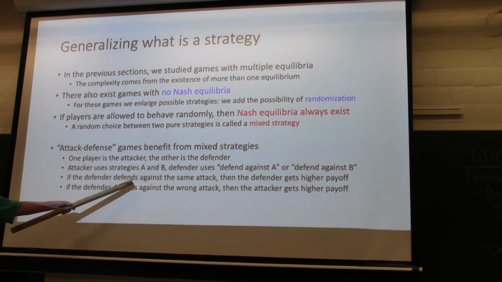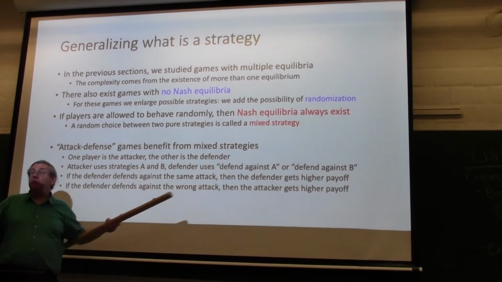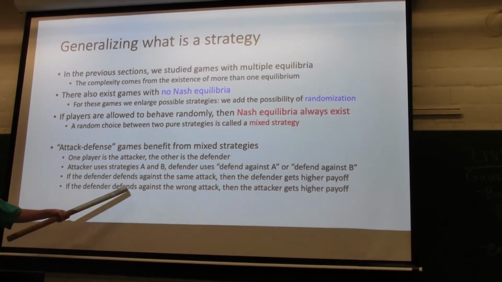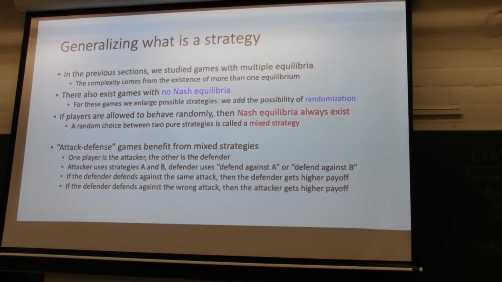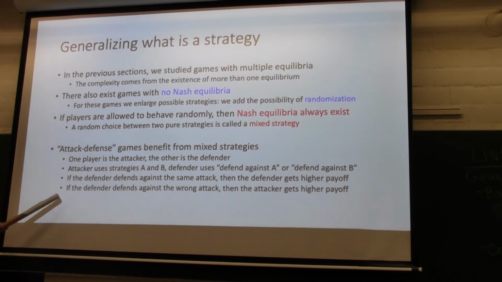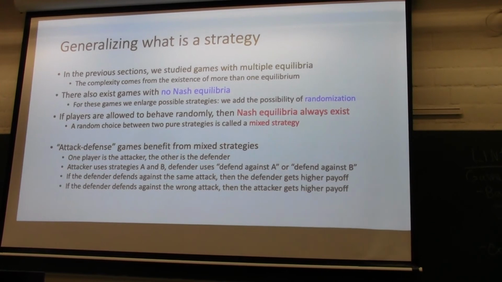If the defender defends against the same attack, then the defender basically wins. The defense is good. The defender gets the payoff. But if the defender defends against the wrong attack, the attacker gets a good payoff. So for example, in the penalty kick, if I kick to this side, the keeper jumps to the same side, then the keeper will usually get the ball, okay? And I will not get the goal. So this is an interesting kind of game that happens a lot, okay?